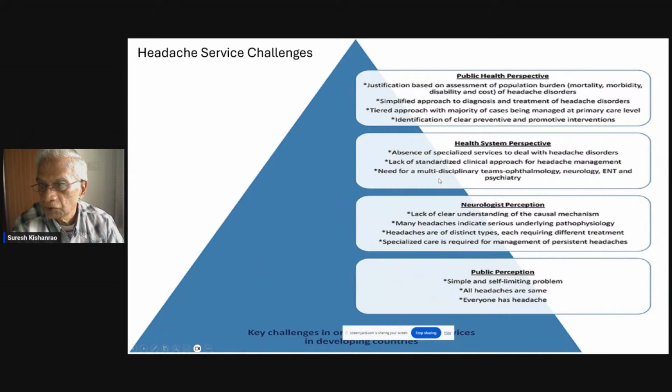Absence of specialized services to deal with headache disorders continues to be there, because what general practitioners cannot solve, probably general specialists will also not be able to solve. For example, anything to do with ENT or sinus, eyes, etc. If there is no local specialist or a psychiatrist, it may be difficult to solve. The neurologist perceptions usually are difficult. They look more at the psychological aspect than the neurological aspects.